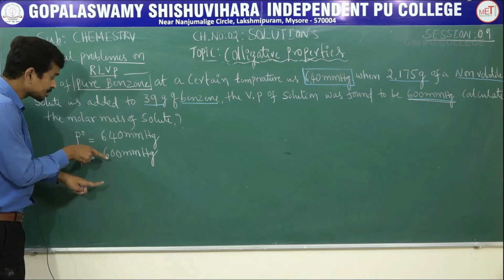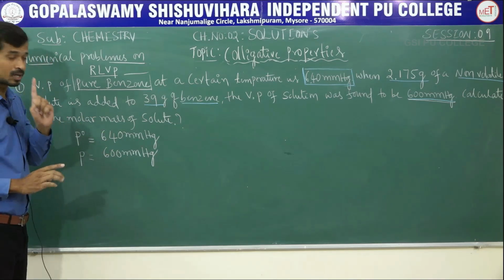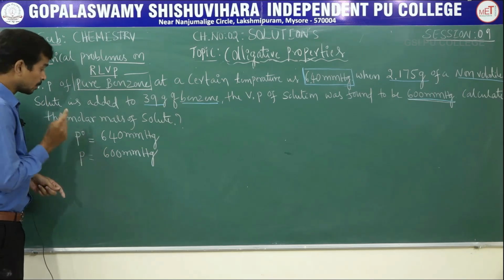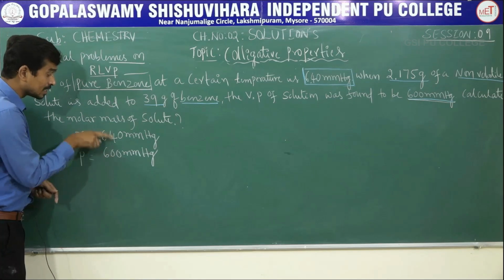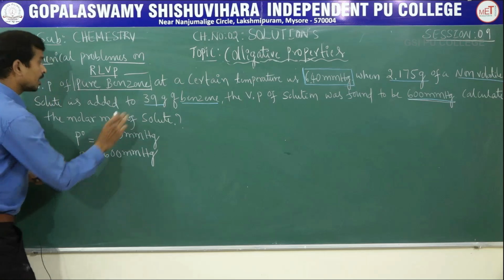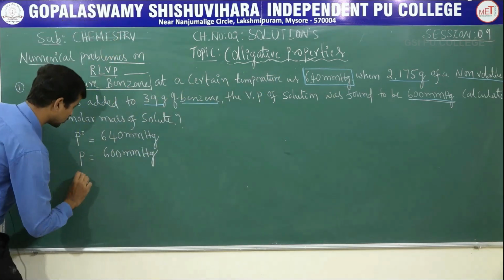The vapor pressure of solution is always less than the vapor pressure of the pure solvent. You must know that, it is a very basic concept. Clear? If you write it the other way around, it is wrong. The vapor pressure of the solution is always less than the vapor pressure of pure solvent. That's very important. Next, how many grams of your non-volatile solute have you added?